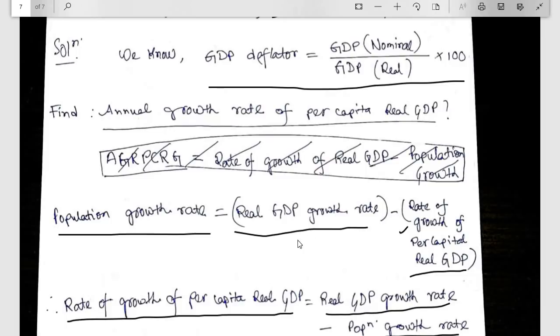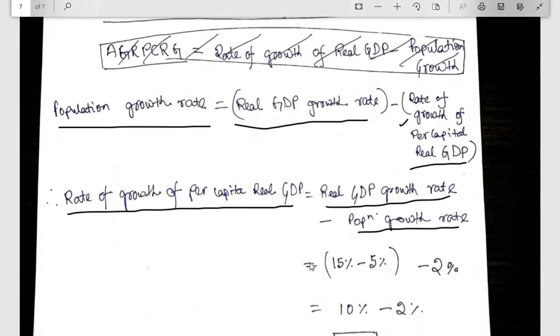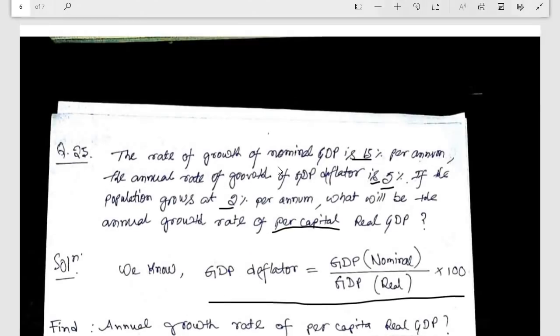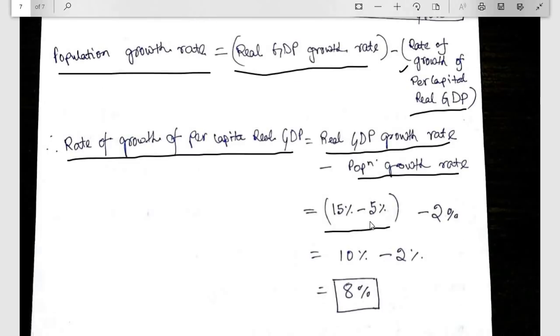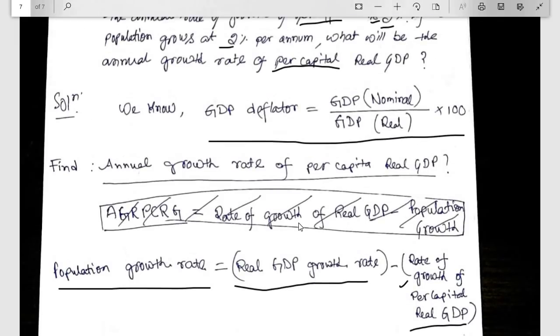Real GDP growth rate is nominal GDP growth minus GDP deflator growth. So it will give you 15% minus 5% equals 10%. Population growth rate is already given, it is 2%. So we can easily find that it is 10% minus 2%. The answer we will get is 8%.